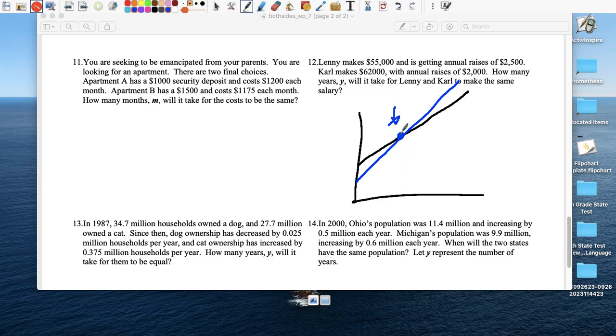At this point in time, it doesn't matter which company you work for, but after this date, you want to be in the blue company, because you'll notice that you'll be making more. But before this date, you don't want to be in the blue company. You want to be in the black company. The black line represents the other company, because you're making more.